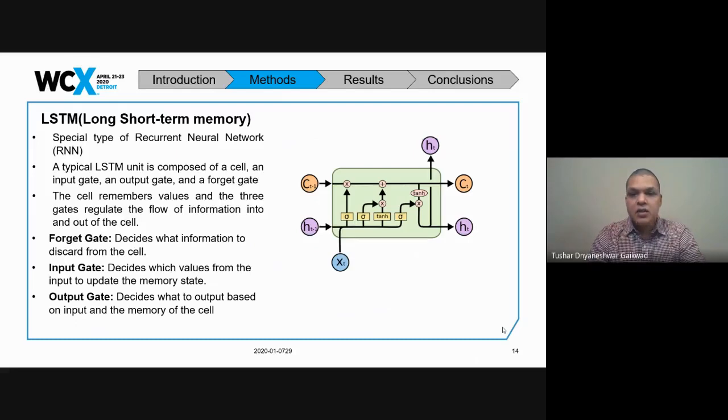The forget gate decides what information to discard from the cell. The input gate decides which values from the input to update the memory state. The output gate decides what to output based on the input and the memory of the cell.